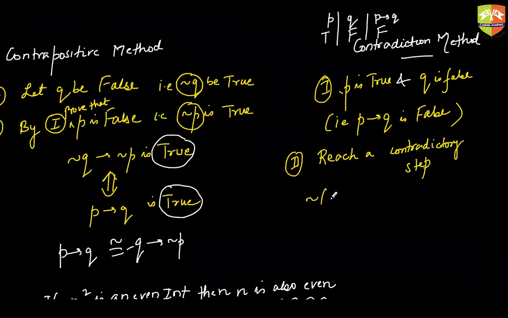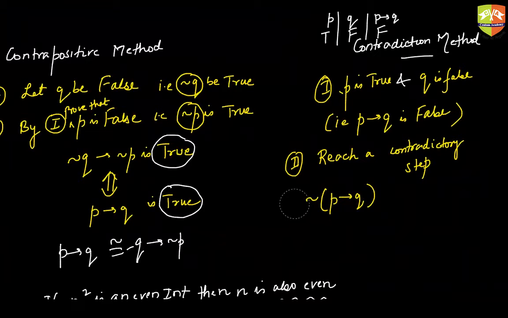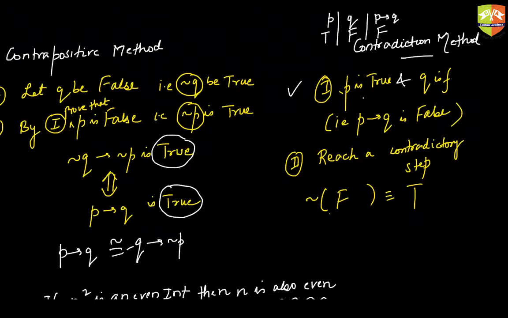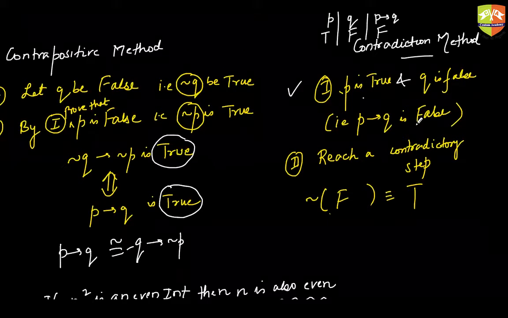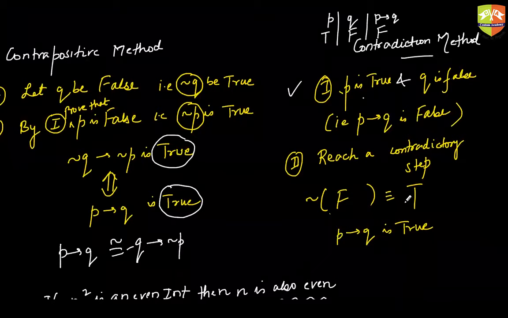That means the negation of false is happening. Let me write it: false. That means your statement will become true. Are you getting my point? So again, I'm repeating the process. First, you assume that P is true and Q is false. By assuming that, you are indirectly assuming that your given if-then statement is false. And when you contradict that, your if-then statement becomes true. Simple as that. And hence, we prove that this is true. Yes or no?